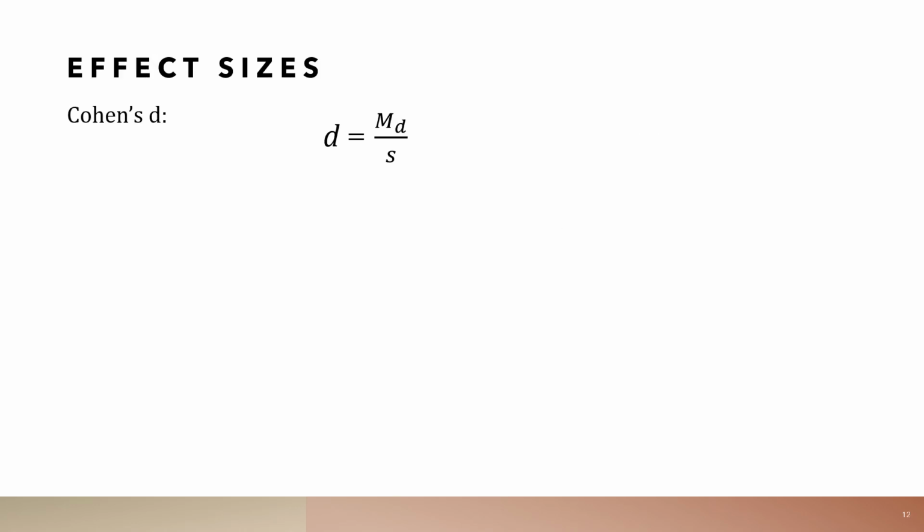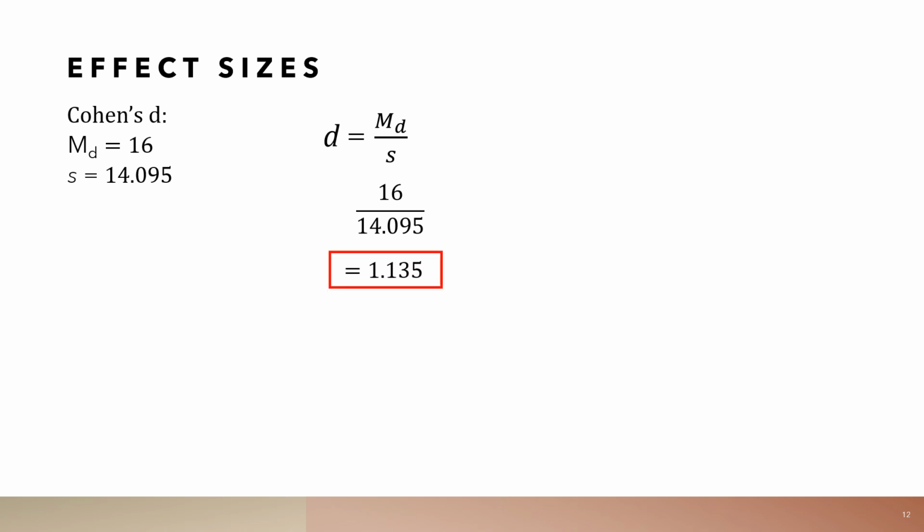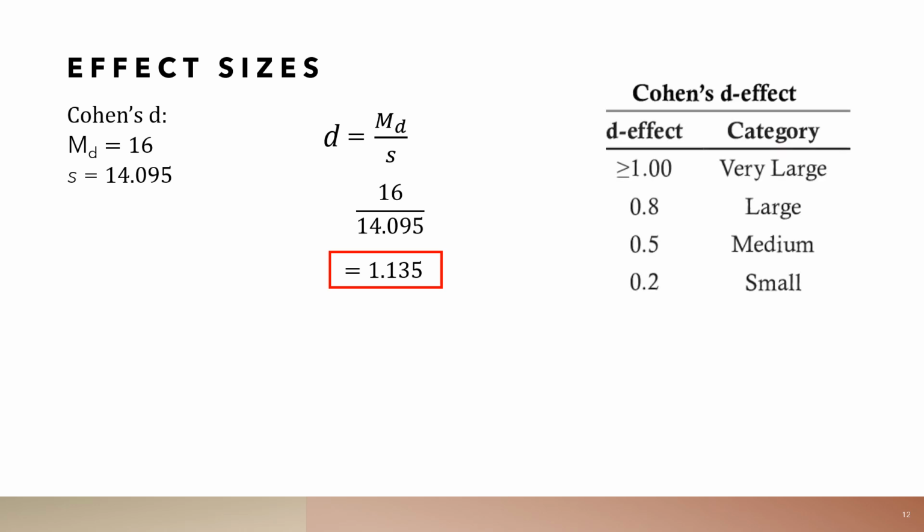We don't typically report effect sizes for non-significant results because we can't really talk about practical effects if the effects themselves are not significant. However, I do want to show you how this is calculated. So to find Cohen's d for a related samples t-test, you divide the mean difference by the sample standard deviation. Pulling up both of those numbers, which we've calculated, we have 16 divided by 14.095, which equals 1.135. When looking at this table, which we've used before, this is a very large effect size.